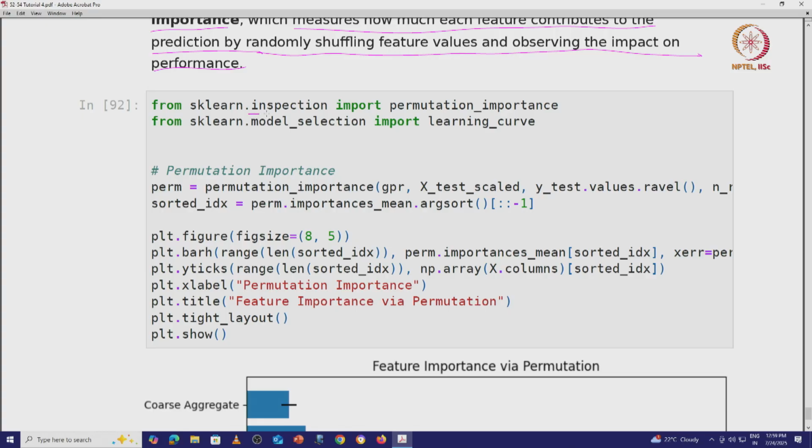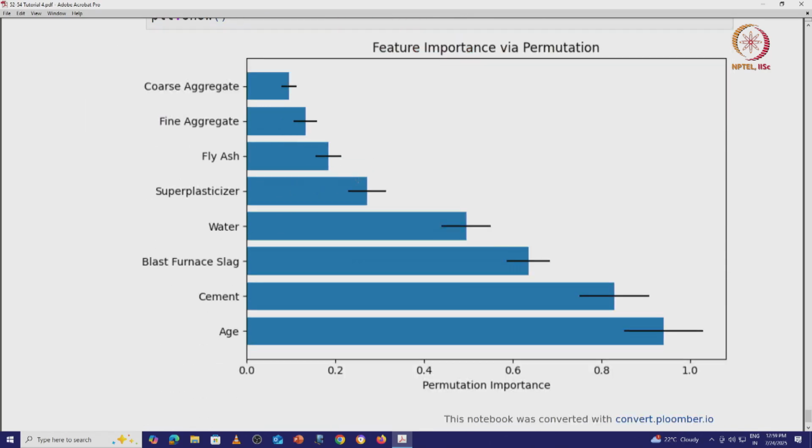So, from sklearn.inspection we are importing the permutation_importance function, and from model_selection the learning curve function. This is how you can compute the permutation importance on the GPR model that we just trained, and you can plot this here. You can see that the age of the concrete is the most important feature. If you swap the values of this feature randomly, you will make really terrible predictions. The cement density, blast furnace slag, water content, superplasticizer content, and fly ash content are all in reducing importance. The number of aggregates is the least important feature.